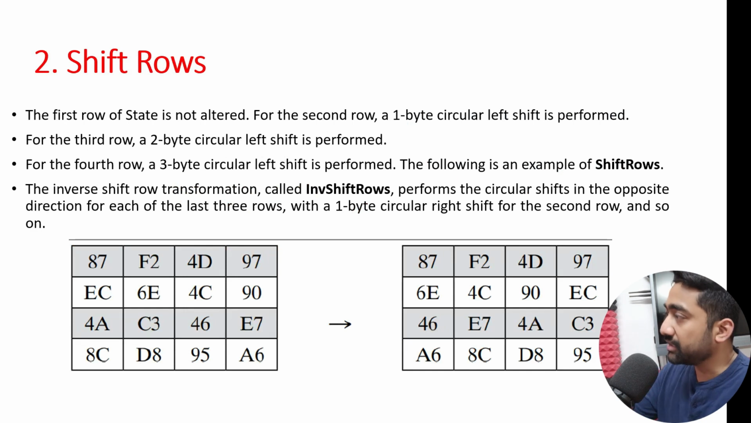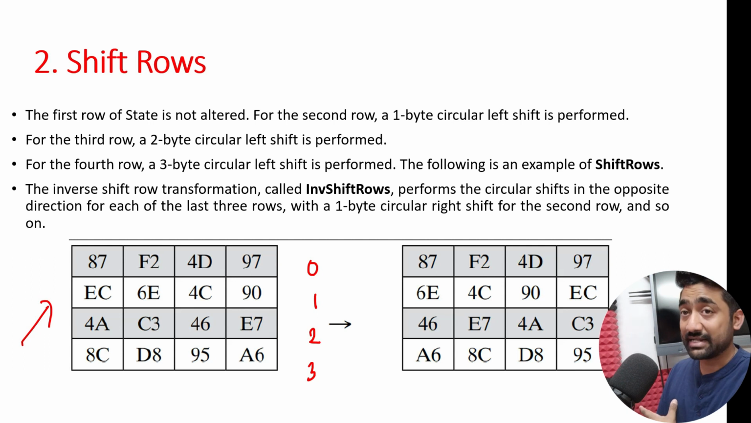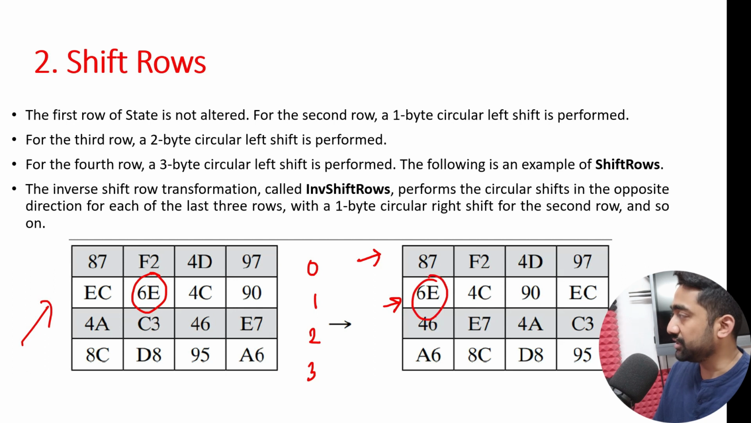Clear? So let's imagine that this is the output of substitute bytes. This is the matrix. We'll take this entire matrix and apply a transformation, which is 0, 1, 2, 3. It simply means, as you can see on the right hand side, the first row is not shifted by any value, whereas the second row is shifted by one position to the left cyclically. So this 6e, which was at the second position, now goes to the first position. Similarly, this ec, which was at the very first position, now goes to the last position, and so on.